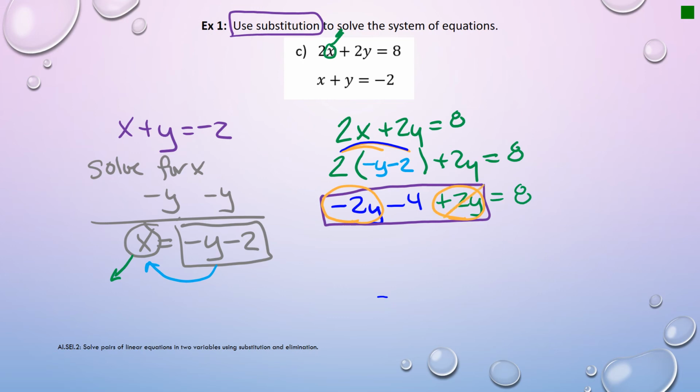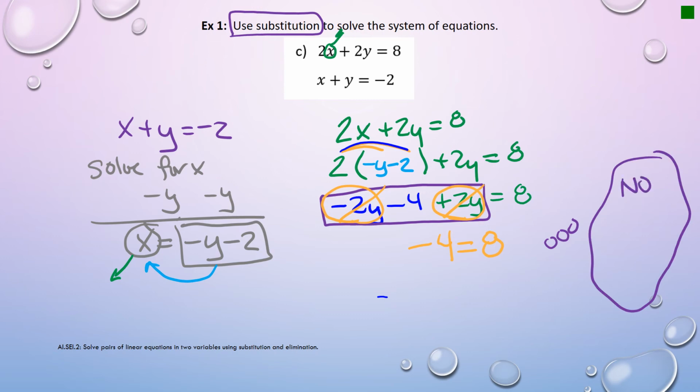So those cancel. We have -4 equals 8. Once again, here's your head, and you are saying, why?